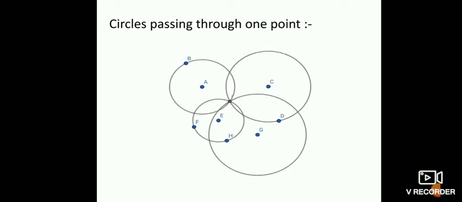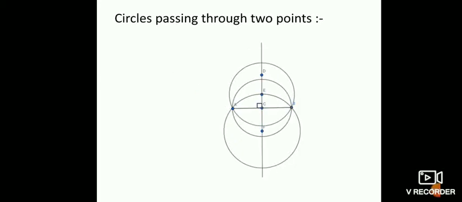In this way, we can take different centers in the plane and, taking a radius, we can draw circles of different radii. All these circles pass through the given point. It means that in the plane, an infinite number of circles pass through a unique point.